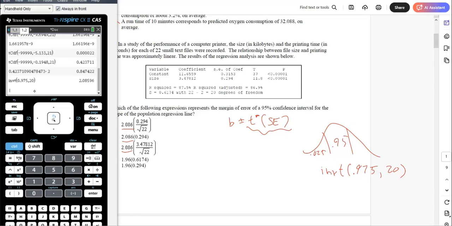So we know it's one of these guys. And we know the standard error is this guy. So the slope is this guy. The standard error is right next to it. So SE. So it's got to be that one.